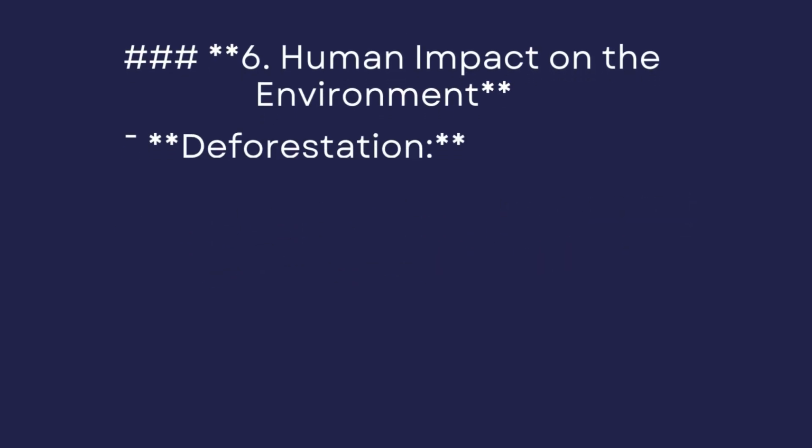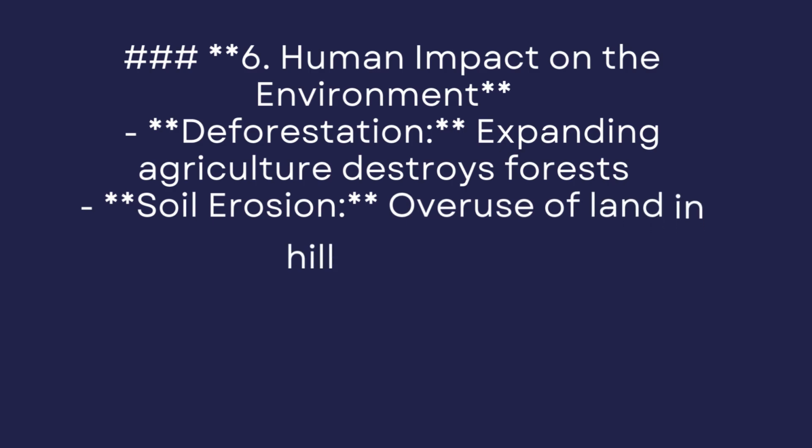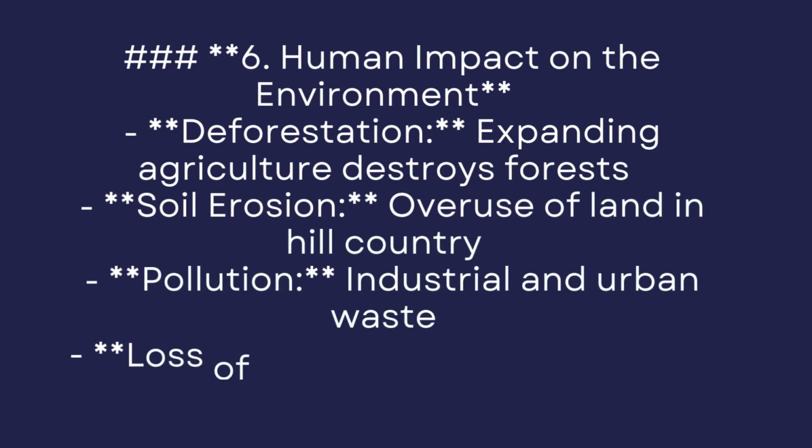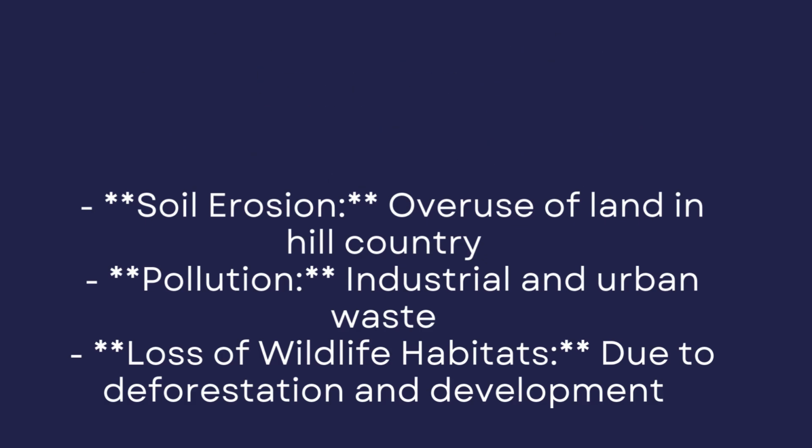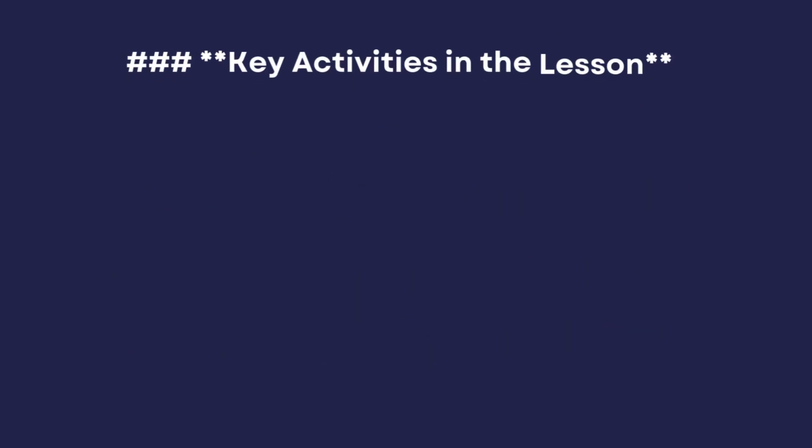6. Human impact on the environment. Deforestation: expanding agriculture destroys forests. Soil erosion and overuse of land in the hill country. Pollution from industrial and urban waste. Loss of wildlife habitats due to deforestation and development.